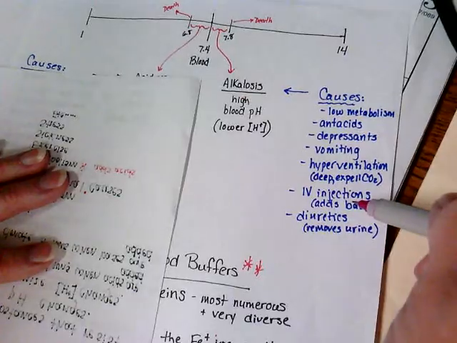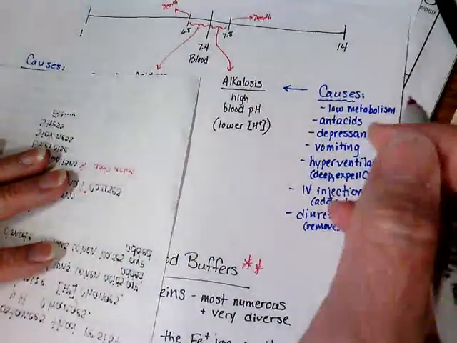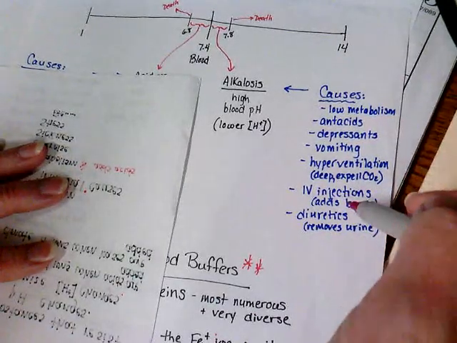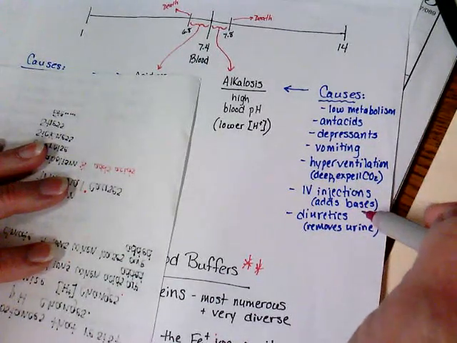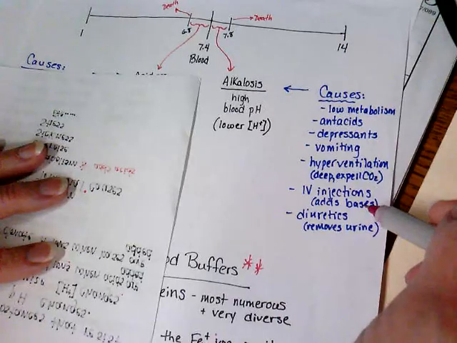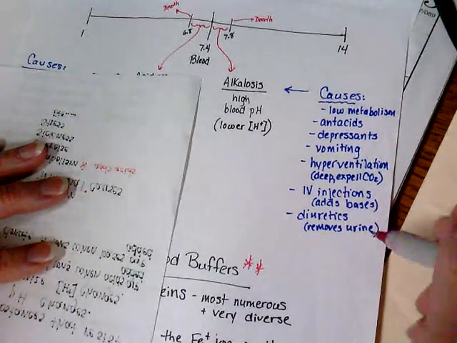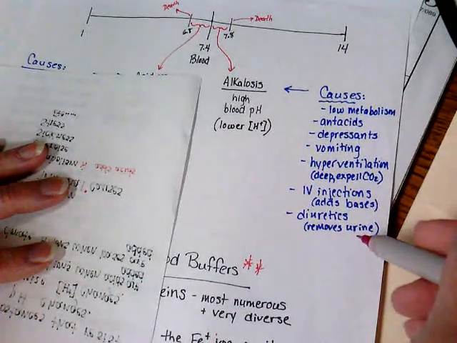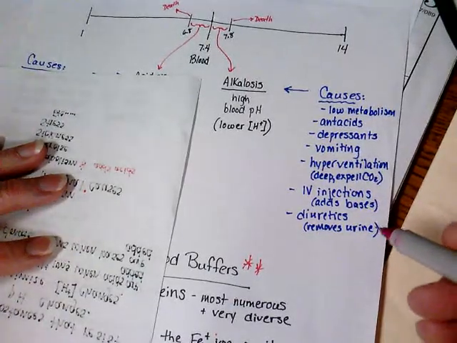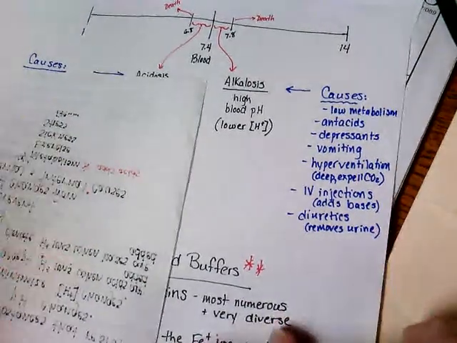IV injections, when you go to the hospital, since most causes are going to be adding acids to the body, IV injections definitely add more basic fluids to your body. And diuretics are going to remove the urine, remove the acids, and definitely send you more into the alkaline stage.